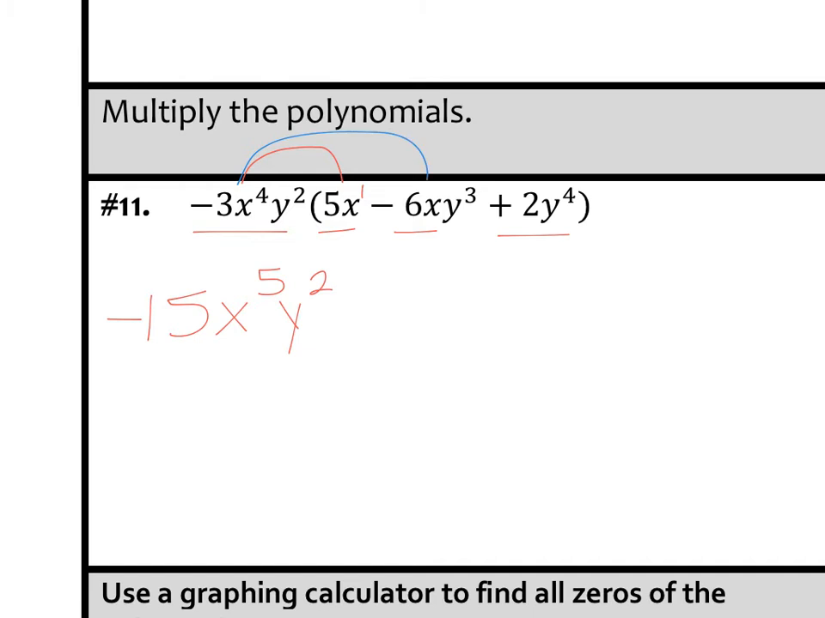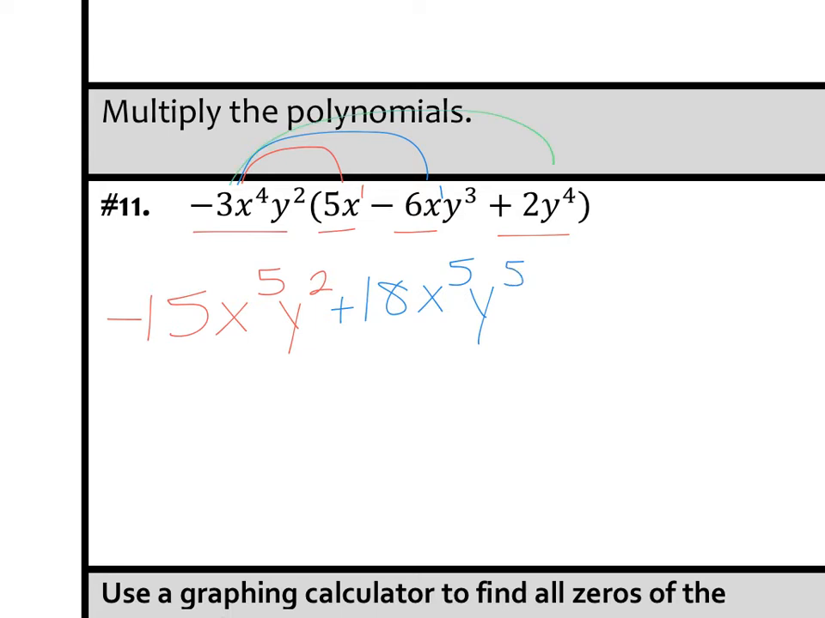Next set, -3 times -6 is +18. We have x's, we have x to the 4th and x to the invisible 1. 4 plus 1 is 5, so x to the 5th. And then y's, we have y to the 2nd and y to the 3rd. 2 plus 3 is, again, 5.